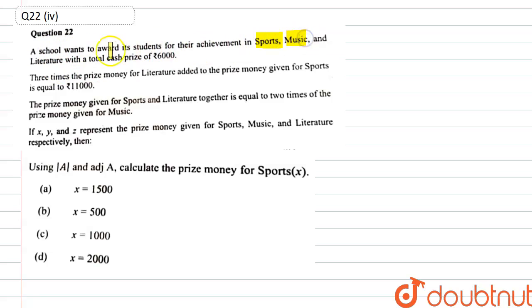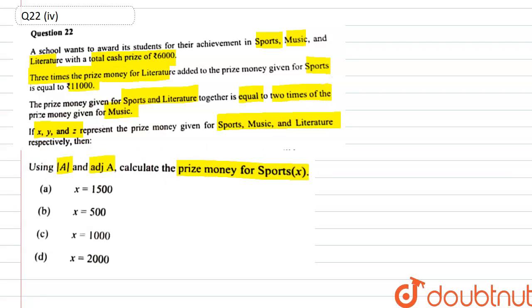Hello everyone, our question is: a school wants to award its students for their achievement in sports, music and literature with a total cash prize of 6,000. 3 times the prize money for literature added to the prize money given for sports is equal to 11,000. The prize money given for sports and literature together is equal to 2 times the prize money given for music. If X, Y, Z represent the prize money given for sports, music and literature respectively, then using A and adjoint of A, calculate the prize money for sports.